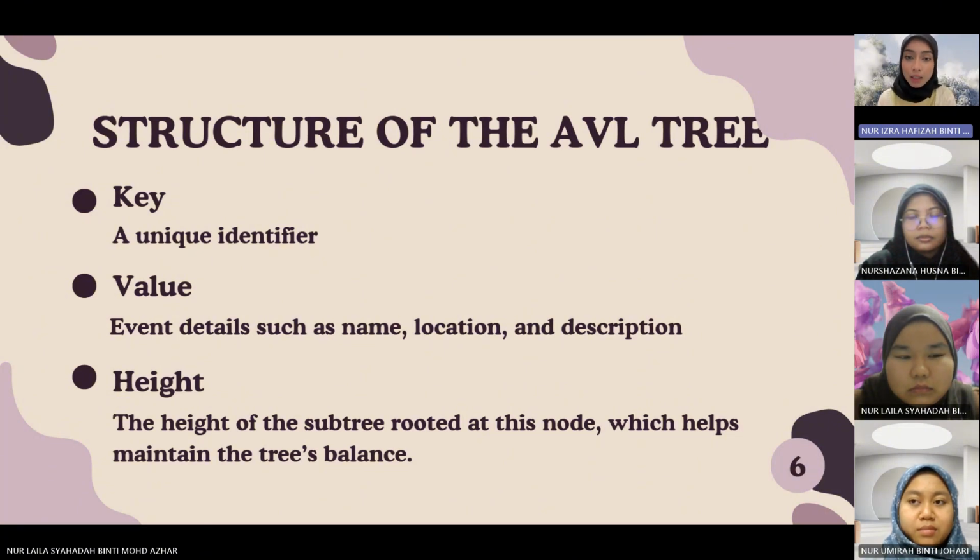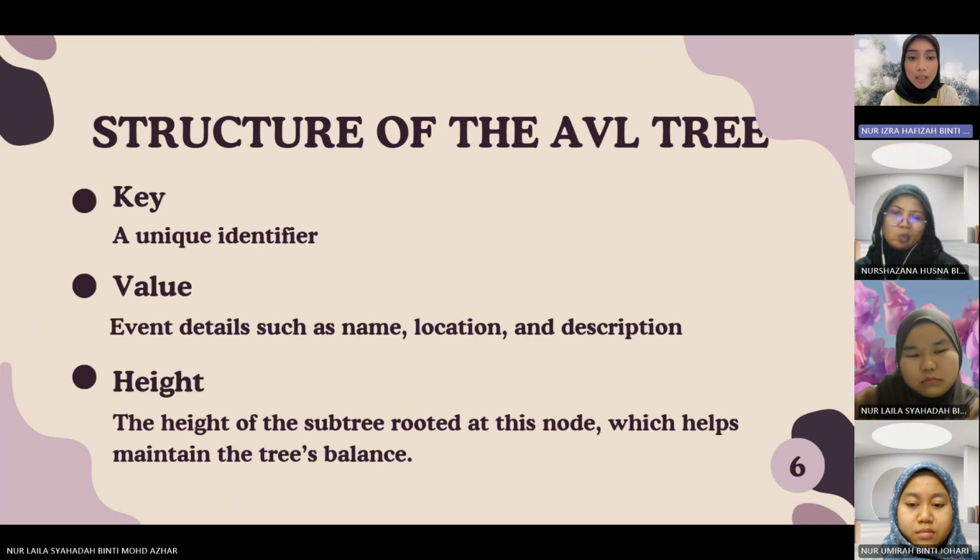First is the key, a unique identifier. This is a label on each box, like the event ID. It's unique, so you can quickly find exactly what you're looking for. Then the value: event details such as name, location, and description. Inside the box are the event details, its name, location, and all the stuff. And for height, this is like a tag that tells us how deep a box is in the hierarchy, so it helps us keep the tree balanced. This method ensures that every event has a designated spot and we can access it super fast.